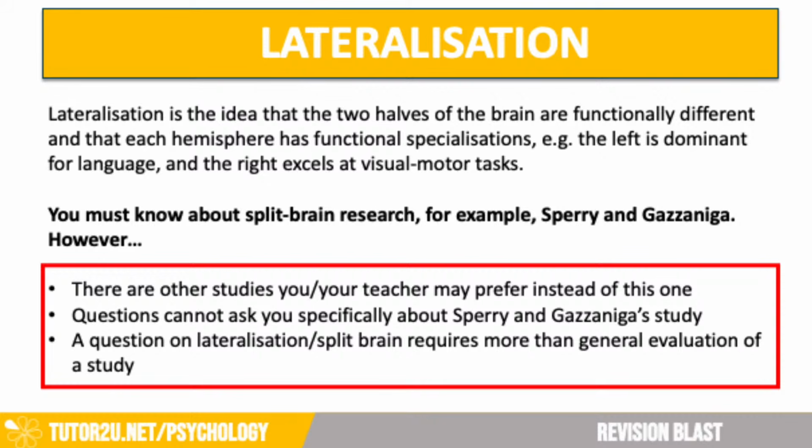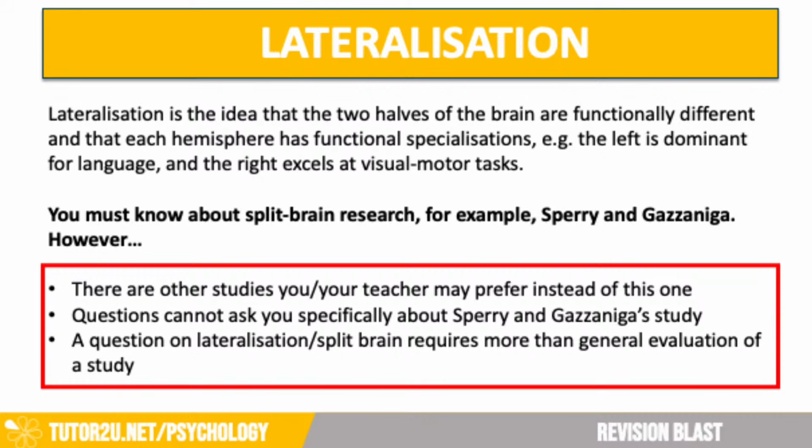Okay, so just to move on then to lateralization. A reminder that lateralization is the idea that the two halves of our brain are functionally different and that each hemisphere has a different function. So for example, the left is dominant for language and the right is dominant for visual motor tasks. So you must know about split brain research.